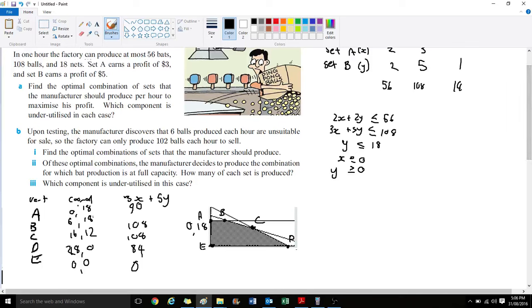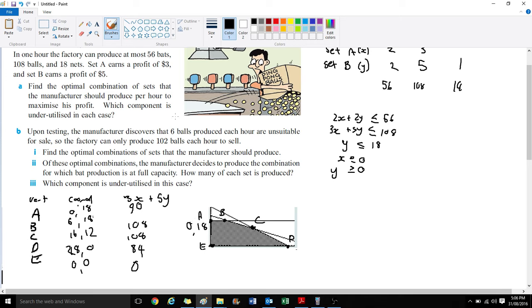Okay, the objective function always involves some profit or costs. So we're always trying to maximize profit because money is good, or minimize cost because spending is bad. So set A earns a profit of $3 and set B earns a profit of $5. So our objective function is 3x plus 5y. And then we investigate what's going to give us the most profit. Okay, and there's two solutions. When we make 6 lots of set A and 18 lots of set B, that gives us $108. But also when we make 16 sets of A and 12 sets of B, this also gives us $108.